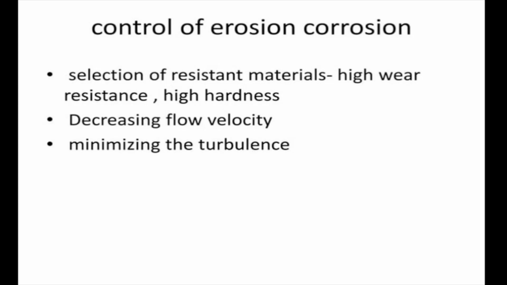Now how to control erosion corrosion? First, selection of resistant materials with high wear resistance, high hardness, etc., which we have to choose properly and judiciously. Second is decreasing the flow velocity. This is the primary method: the lower the kinetic energy of the flowing fluid, the lower the flow velocity, and the chances of erosion corrosion will also be minimal.